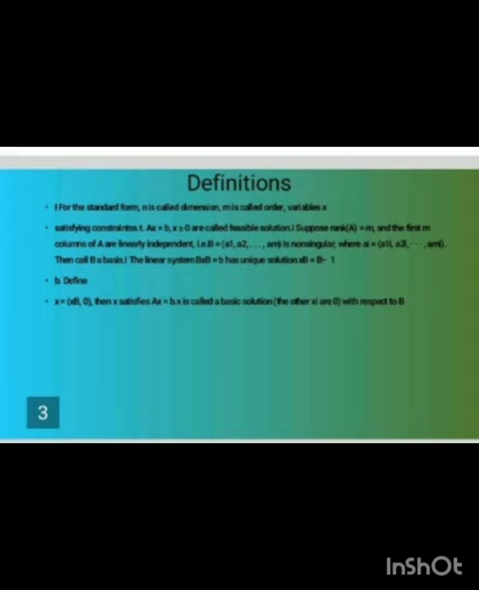solution. Suppose rank of A equal to m and the first m columns of A are linearly independent, that is B equal to a1, a2, etc. am is non-singular, where ai equal to a1i, a2i, etc. ami, then we call B a basis.